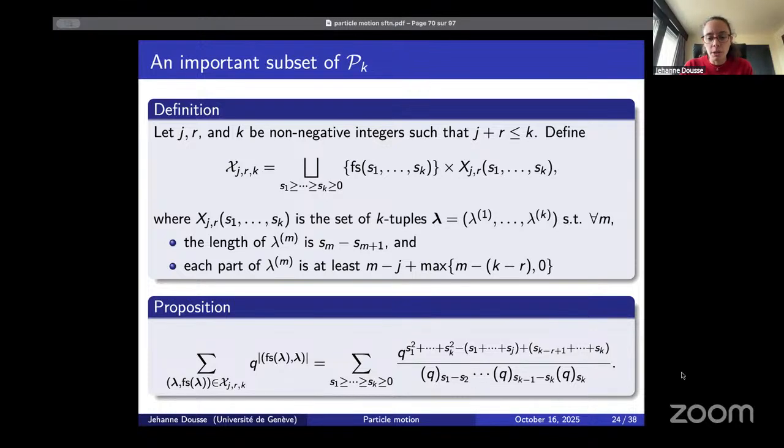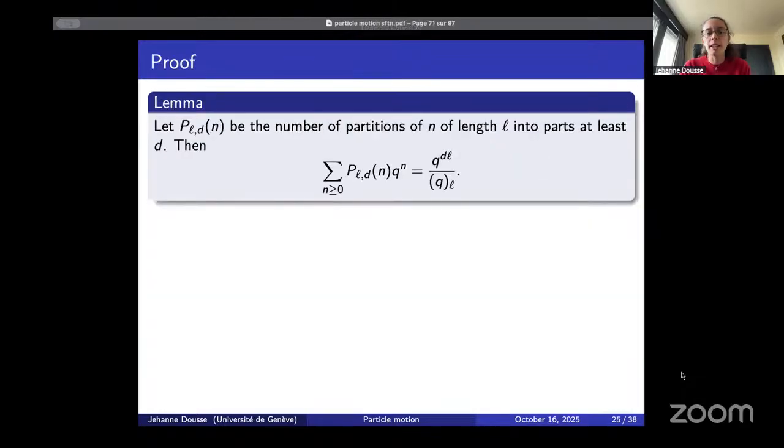So we will see quickly why. The idea that we will use all the time is relatively simple. It is that the generating function for partitions that have L parts, so that all the parts are at least D, is the following. So the idea is simple.